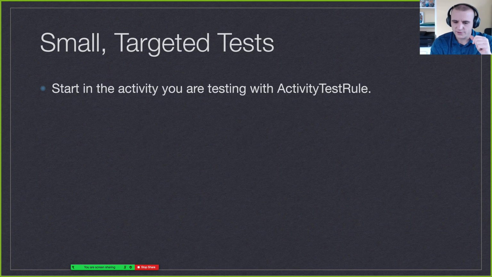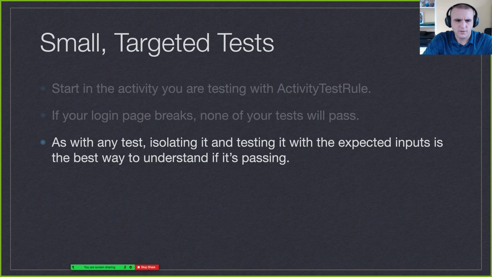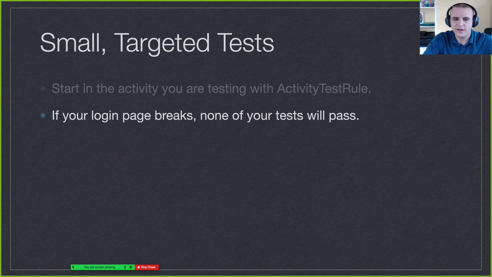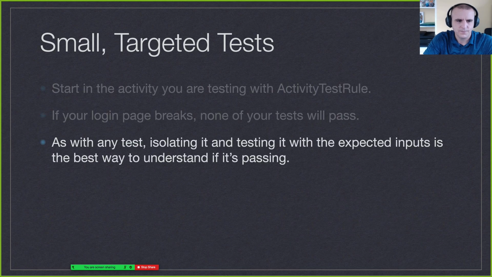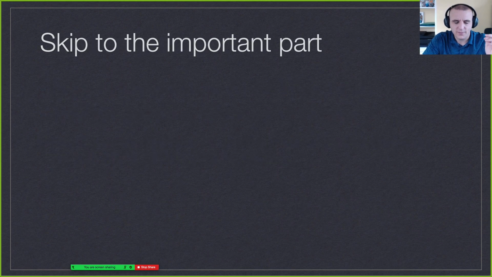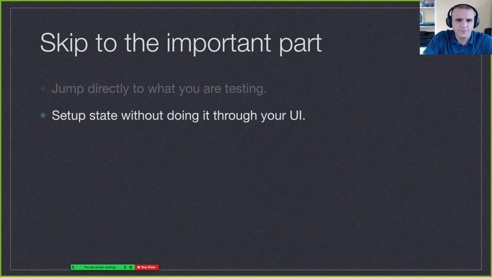So this is kind of what you should be doing: really only testing the exact part you want to, and not go through whole flows. The reason being, if your login page breaks and every single thing goes through that, nothing's going to pass. Plus, it takes longer. And you want to isolate expected inputs and outputs just for a certain thing and not for a whole flow. The main thing is skip to the important part, right? What am I really trying to test here? Let's not test the whole flow over and over again.